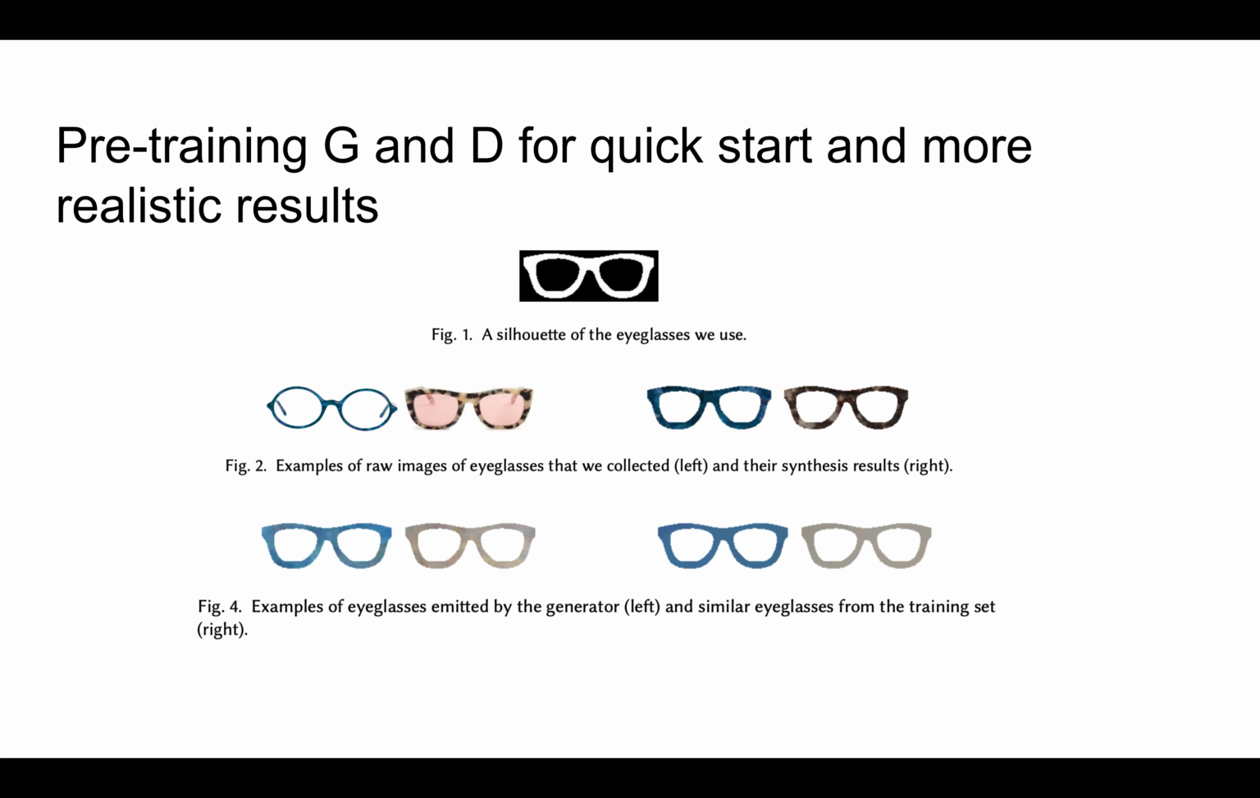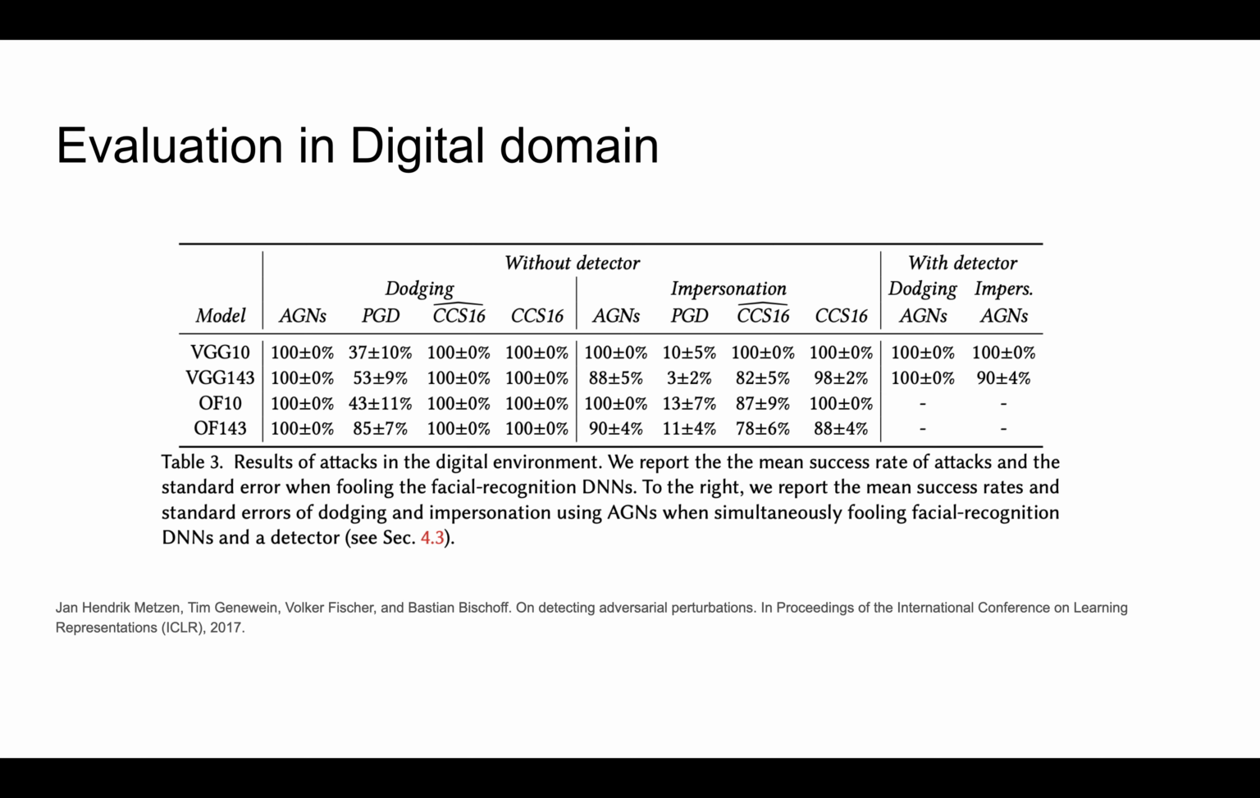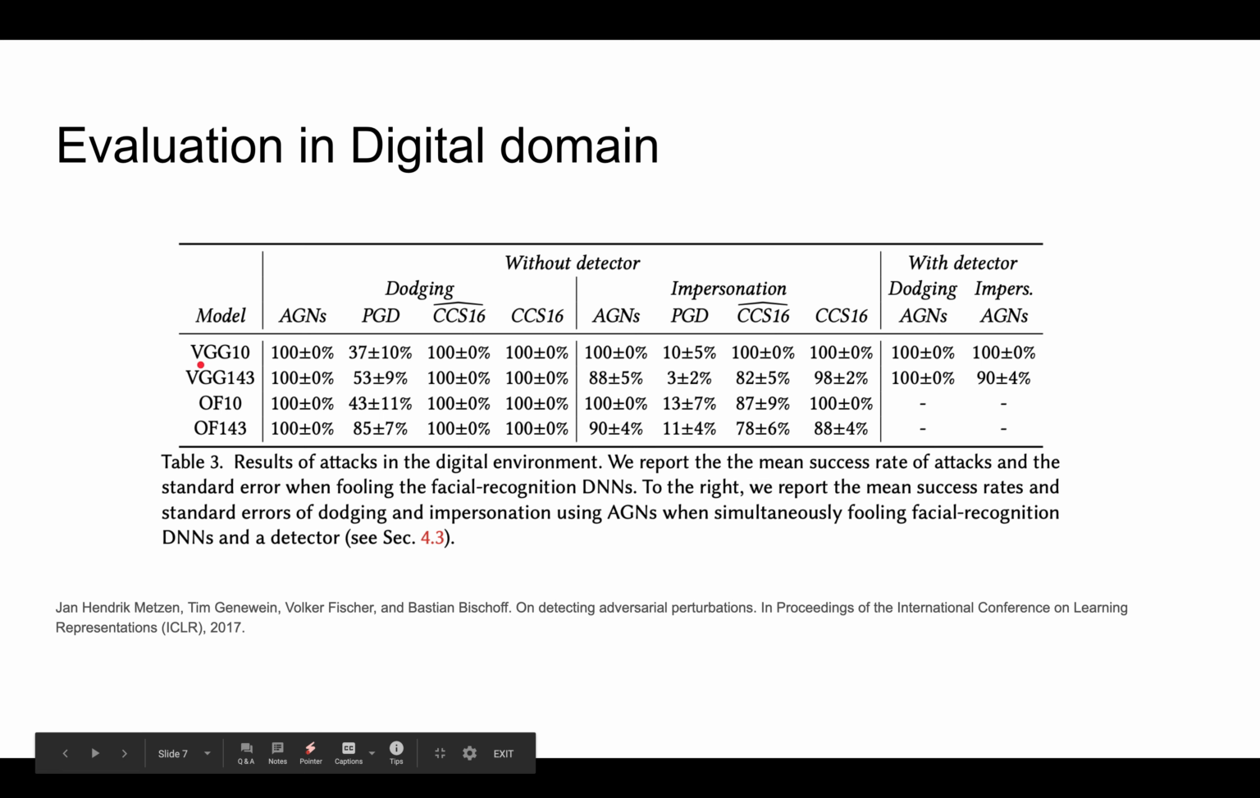Those results are later used in iterative training and run gradients into the targeted networks. Here are the evaluations on the digital attack. Those attacks are on the digital images, not the photos taken with the physical glasses. We can see in this chart that the author used two models.